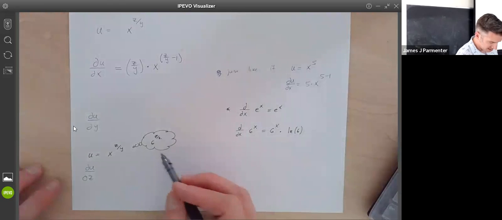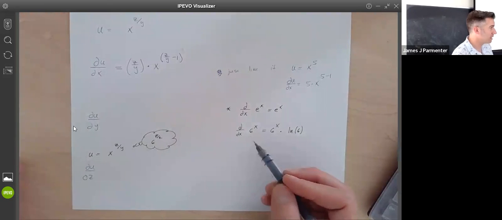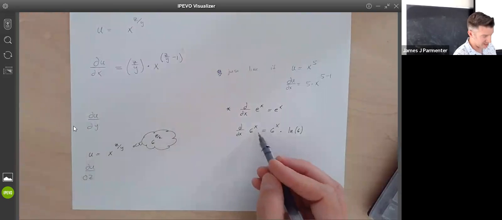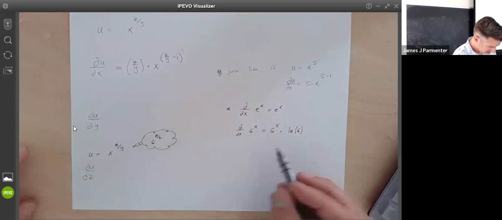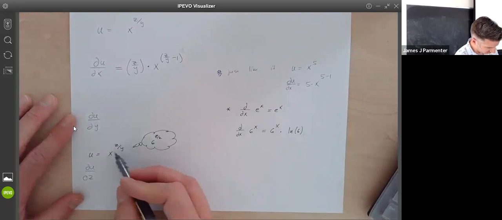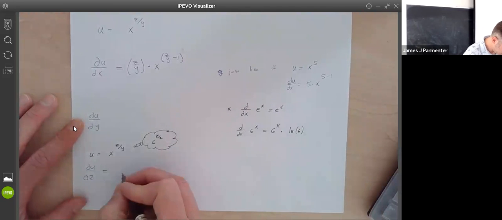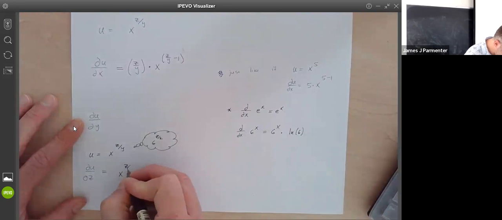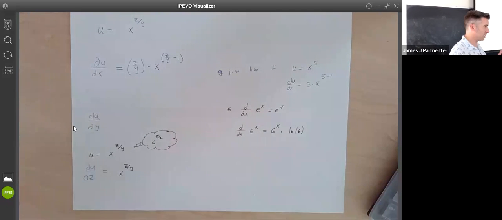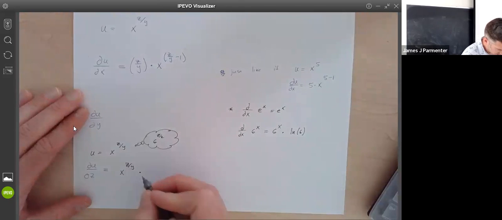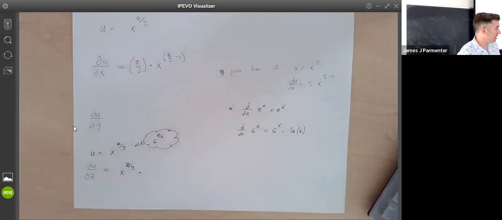If you have something like this, there's a rule for exponential functions where the derivative of 6 to the x is 6 to the x times the natural log of 6. So if I've got x to the z over y, the partial with respect to z is going to be x to the z over y. That's almost always the case: if you're taking the derivative of an exponential function, you always get the same exponential function back. But then there are two things we have to consider. One, we have to multiply by the natural log of the base.